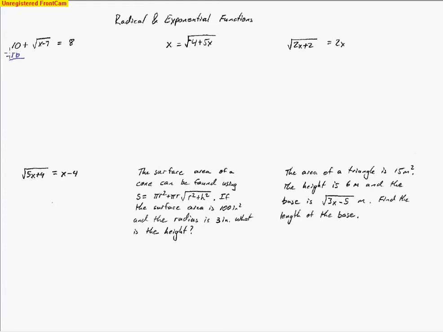And so I look always at the sign in front of the term, and it's a positive 10, so I'm going to take it away from both sides. And so from this point, go ahead and rewrite what I've got. I got the square root of x minus 7 equals negative 2.